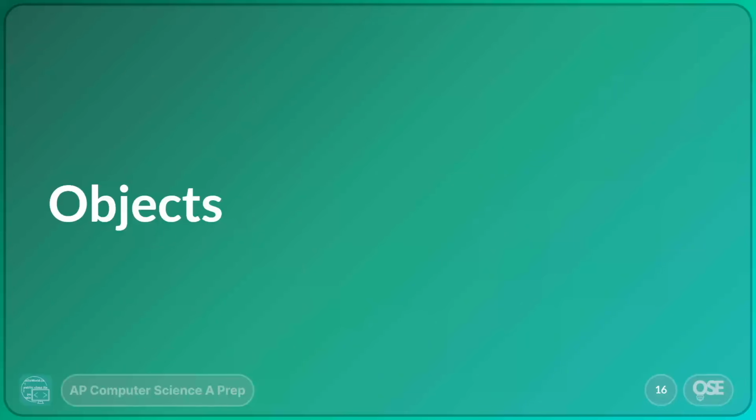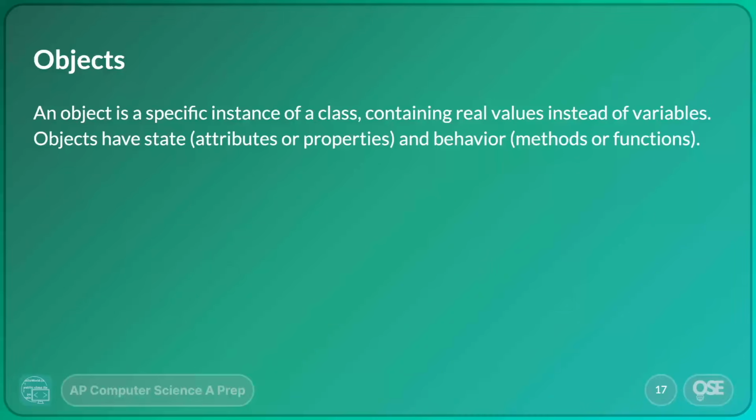Now, let's move on to objects. An object is a specific instance of a class, containing real values instead of variables. Objects have state and behavior, which means that they have attributes or properties that belong to that specific object, and behaviors, which are methods or functions that belong to the wider class.